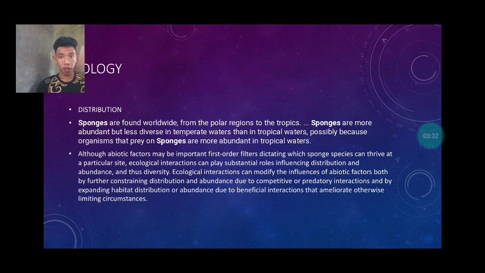Although abiotic factors may be important first-order filters dictating which sponge species can thrive at a particular site, ecological interactions can play substantial roles influencing distribution and abundance, and thus diversity. Ecological interactions can modify the influence of abiotic factors both by further constraining distribution and abundance due to competitive or predatory interactions, and by expanding habitat distribution or abundance due to beneficial interactions that ameliorate otherwise limiting circumstances.